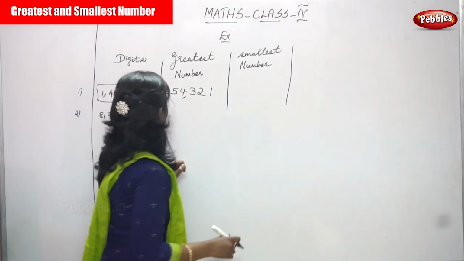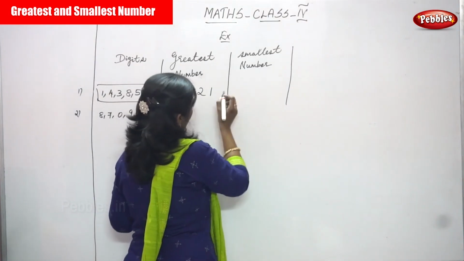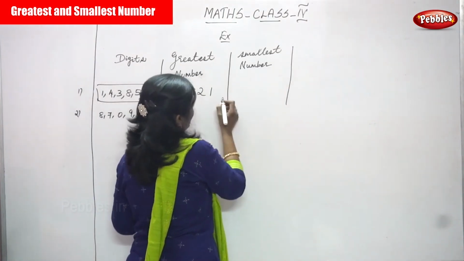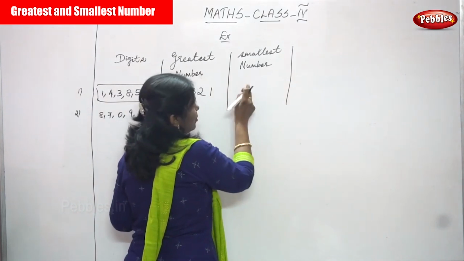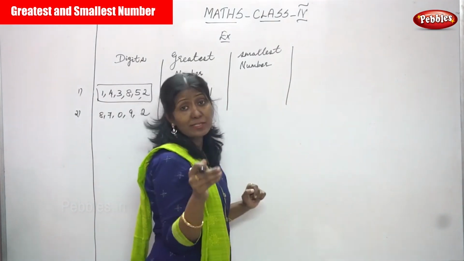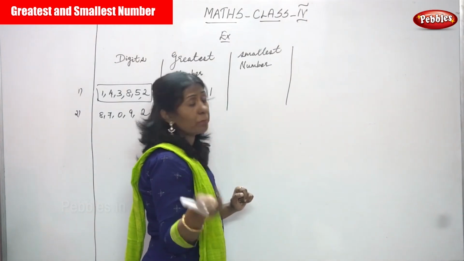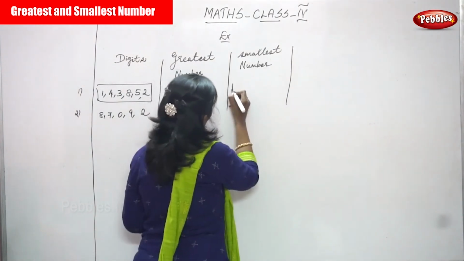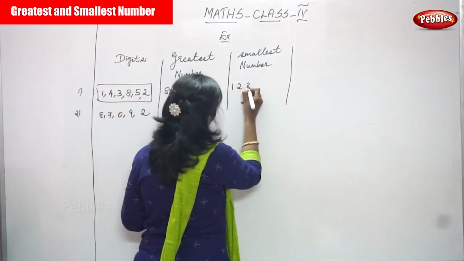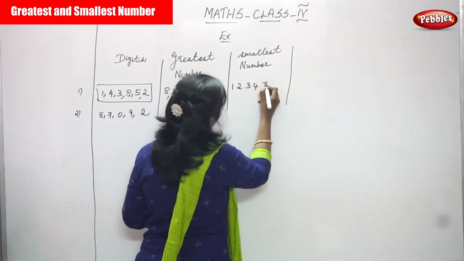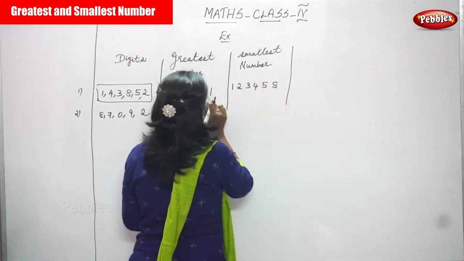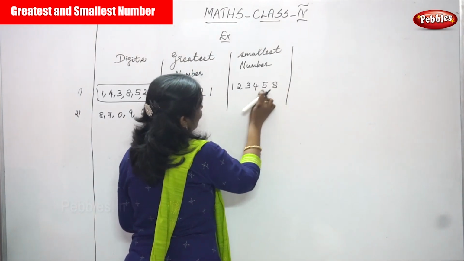Next is the smallest number. Smallest number means the very least number. First you have to give the first priority. Smallest number means we use only the ascending order. Ascending means what? I've told you, smallest to biggest or smaller to bigger. First one is 1, the next is 2, the next is 3, and 4 and 5 and 8. So 1, 2, 3, 4, 5, 6 numbers.